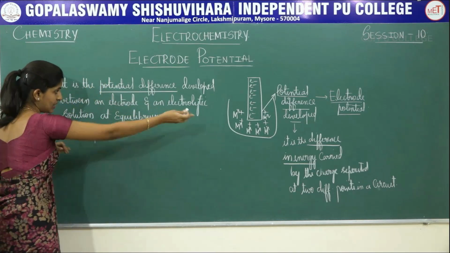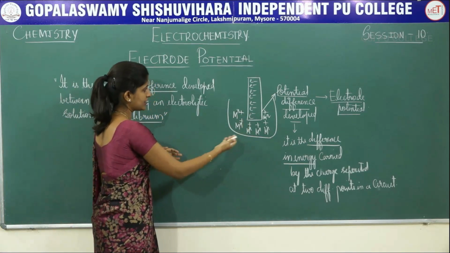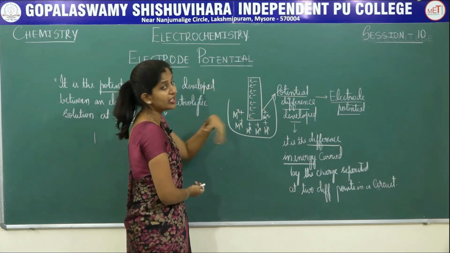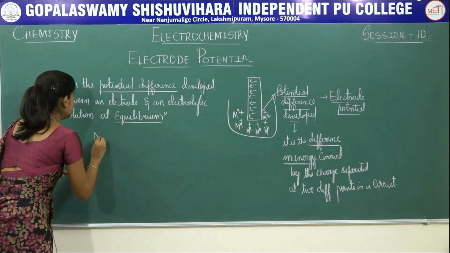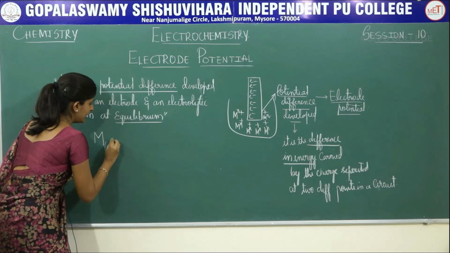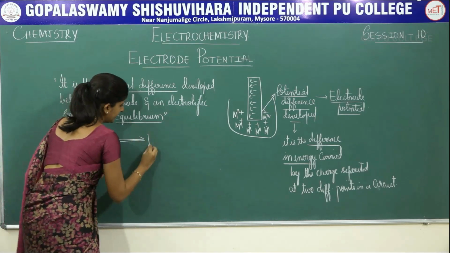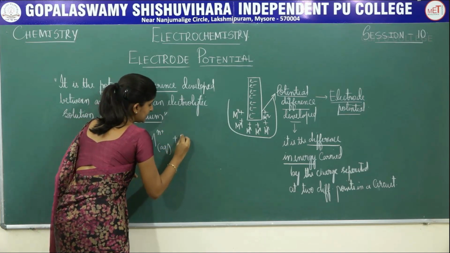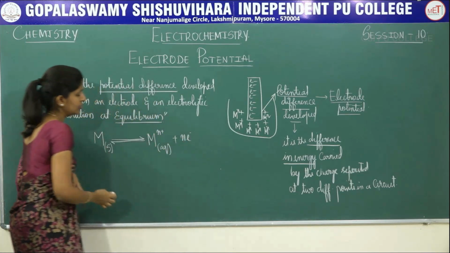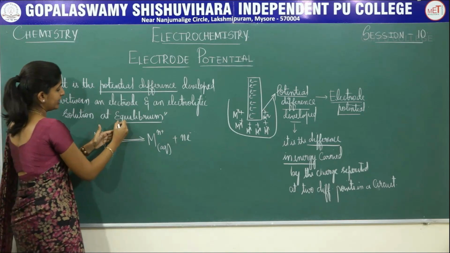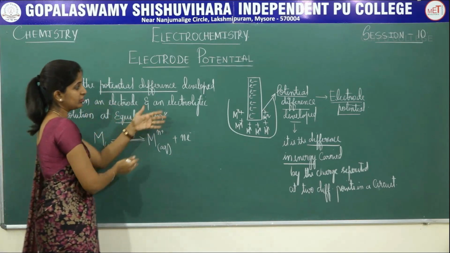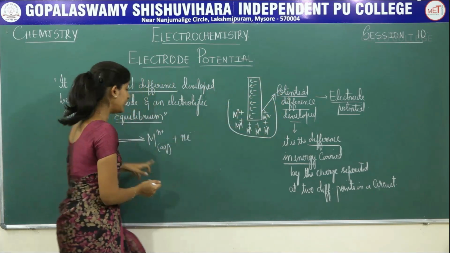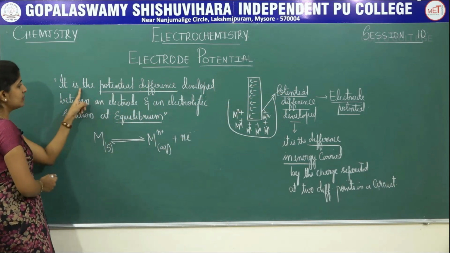Say for example, if you take this one, this is an oxidation reaction happening. That is, when you dip an electrode into an electrolytic solution, the rod loses electrons. As a result, M solid is in equilibrium with Mn plus, which enters the aqueous solution, plus n electrons. So, it should be at equilibrium. Very important word. The measurement of this electrode potential difference should be at equilibrium.